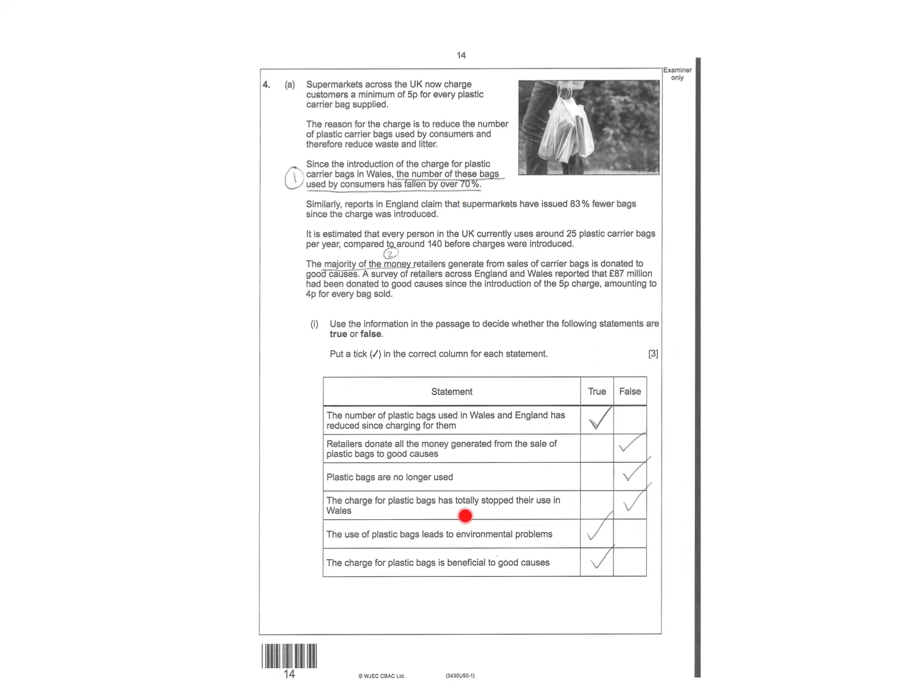The charge for plastic bags has totally stopped their use in Wales. Again, only by 70%. People are still using them, just less of them. The use of plastic bags leads to environmental problems. You know that anyway. There's a bit there about waste and litter, and we also know they release toxic gases. The charge for plastic bags is beneficial to good causes. Again, that is true because we donate the money to charity.